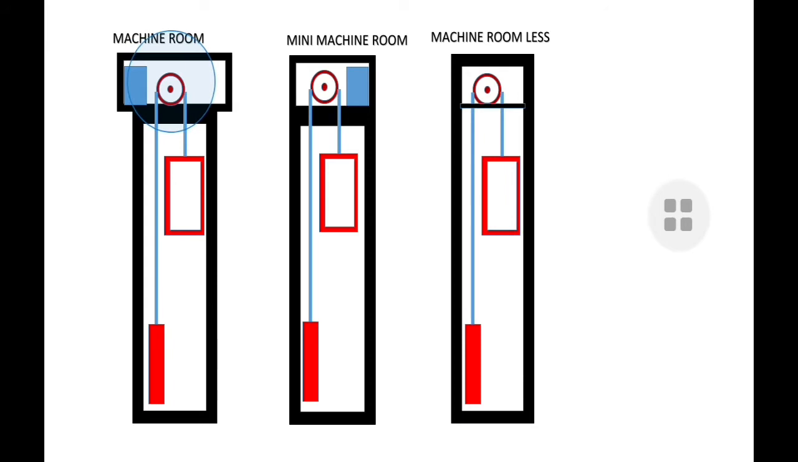So machine room is an area where the elevator drive units, control units, and main disconnect switch are located. The drive unit is the machine of the elevator, and this is the controller unit, and all the switches like ELCB and main switches, everything is located in the machine room.